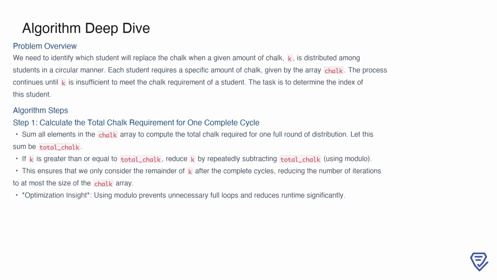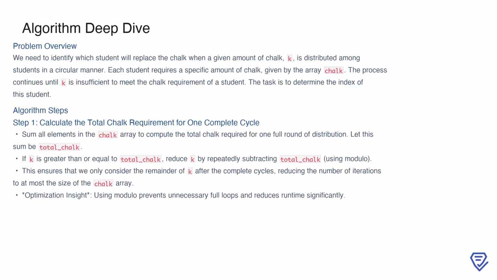To solve this problem, we need to identify the student who will replace the chalk when a given amount, k, is distributed among students in a circular manner. Each student has a specific chalk requirement, represented by the chalk array. The process continues in a loop, with chalk being distributed repeatedly, until k is insufficient to meet the requirement of a student. At that point, we determine the index of the student who causes this insufficiency.